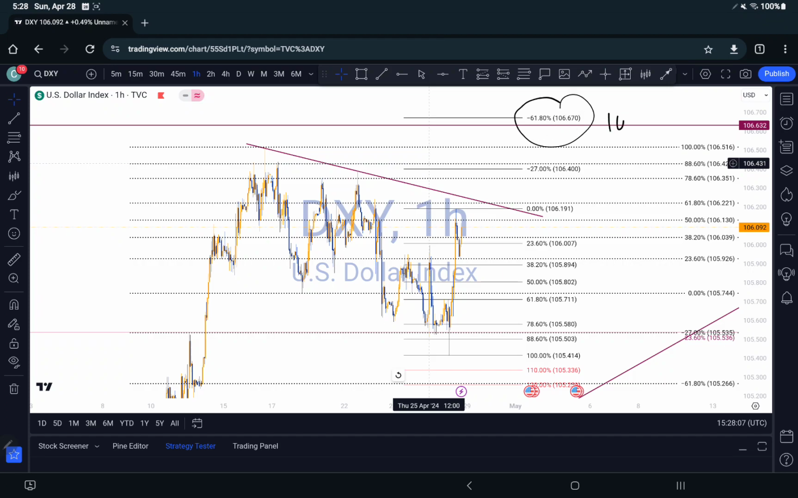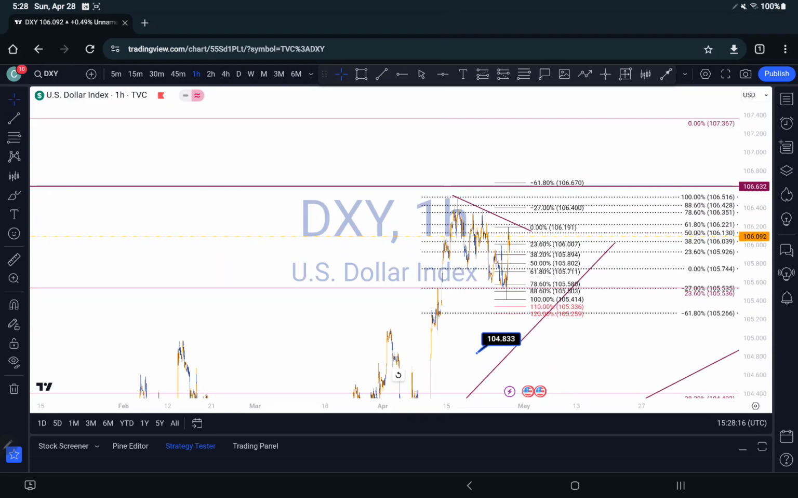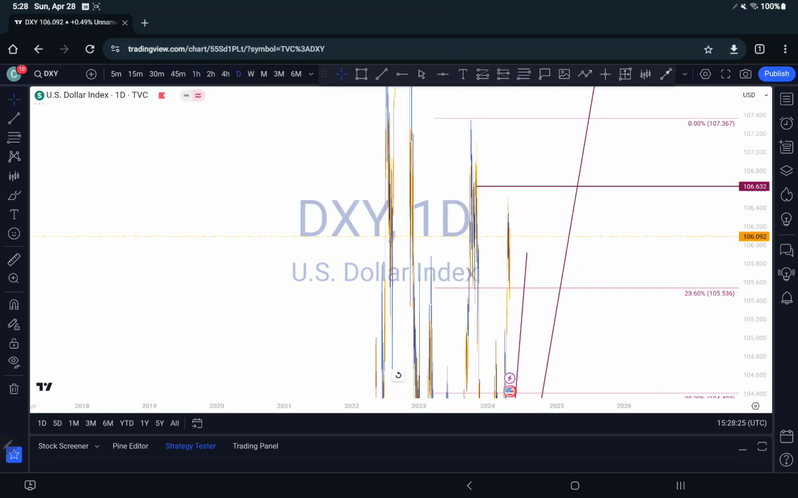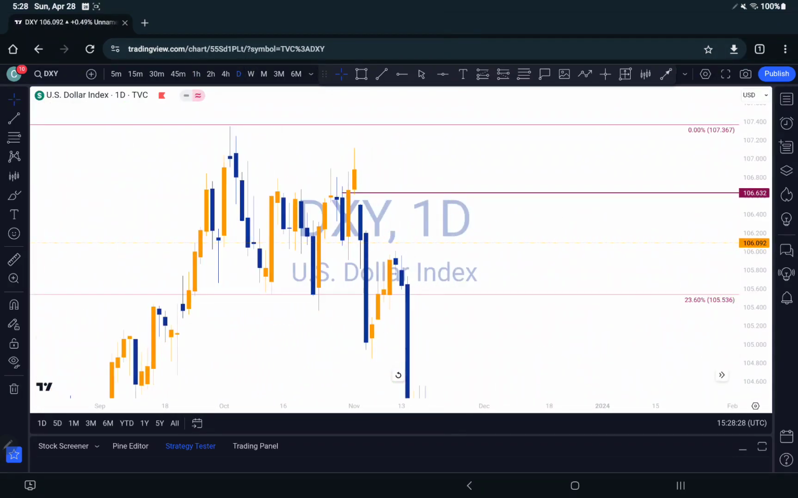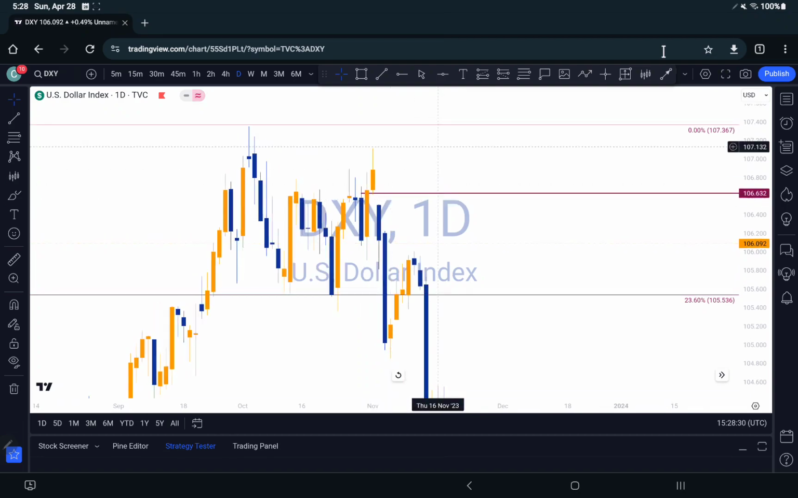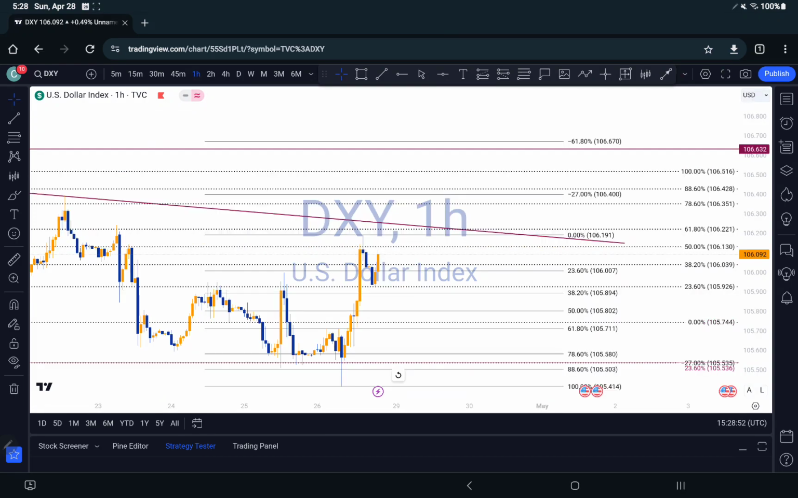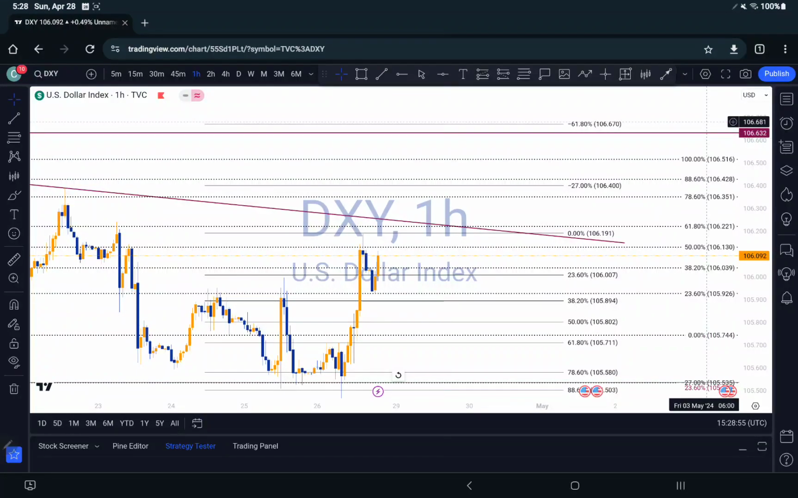Then if it continues to push to the upside, my next target will be 106.670 around that area, because if you remember my previous analysis, we know that there is a gap around that area. So this is a gap. Let me go to my bigger time frame to show you guys that, just in case you didn't watch the previous one. You can see that there is this gap right here that needs to be filled. So that's where this is coming from, and that's the reason why we have to be mindful around that area.